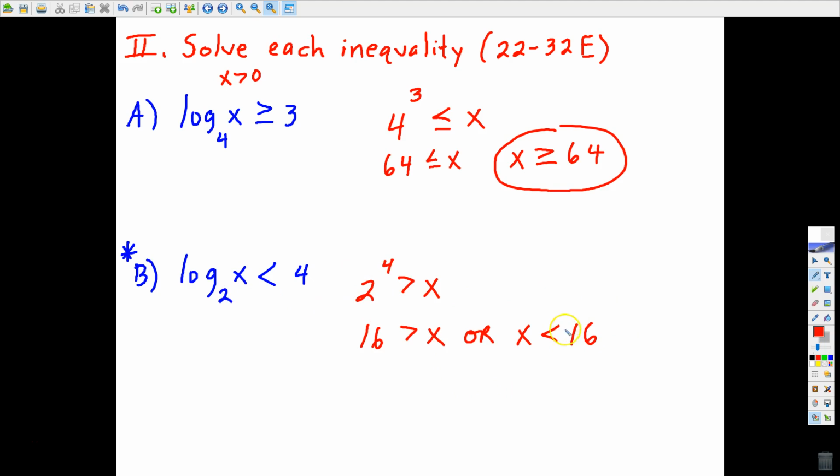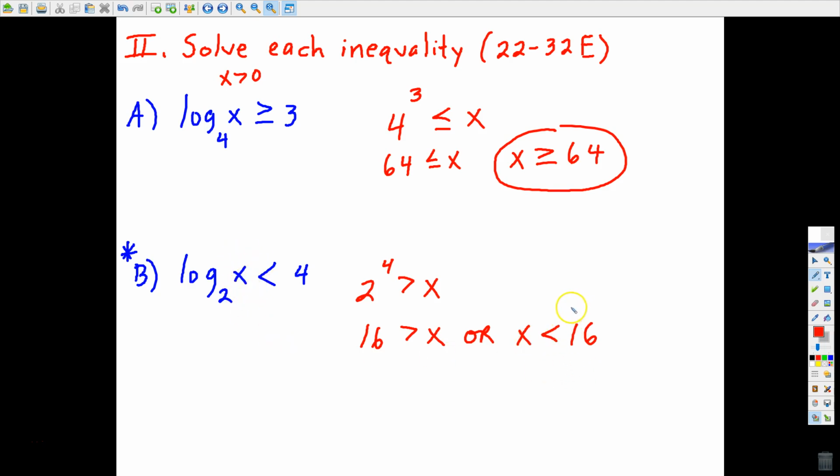Okay, so let's think about this. We came up with a solution that says any number less than 16 will make this true. Well, there's a lot of numbers less than 16 that don't make this true, like 0, like -5, like anything negative.